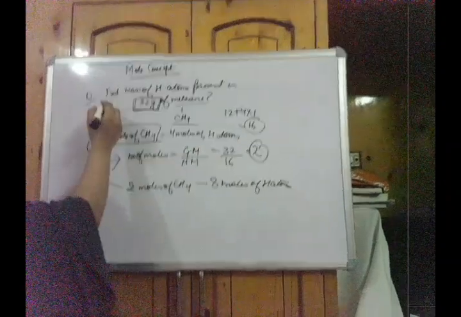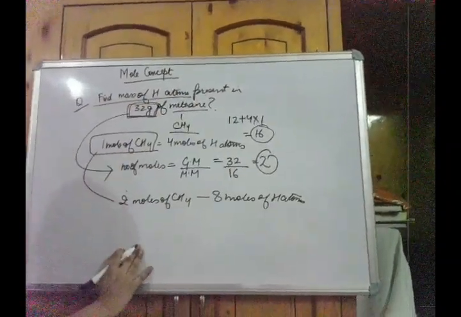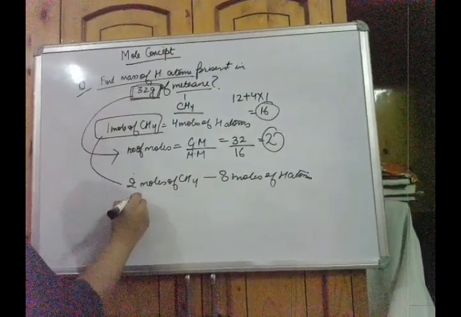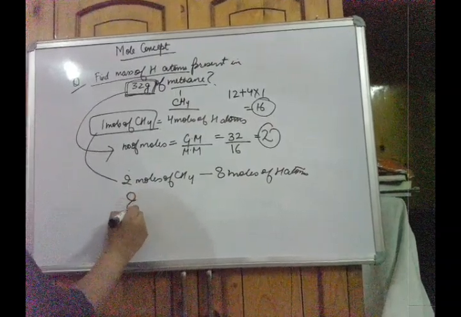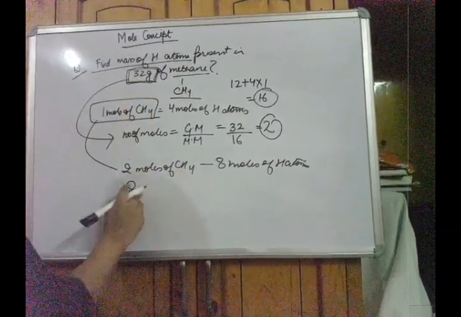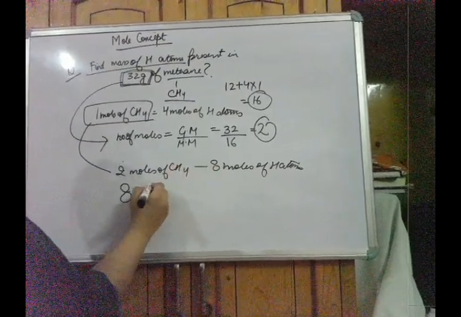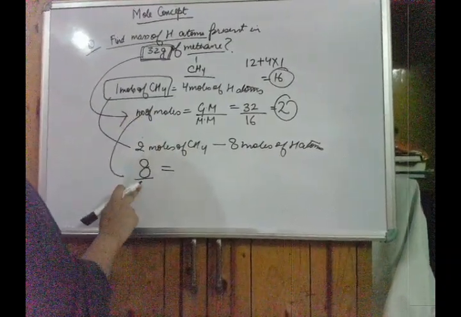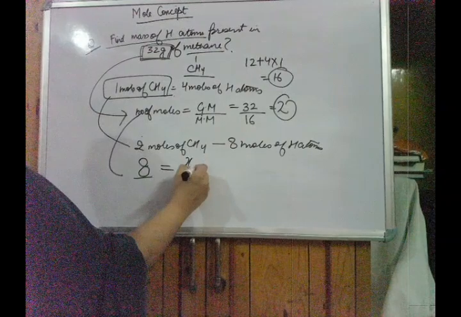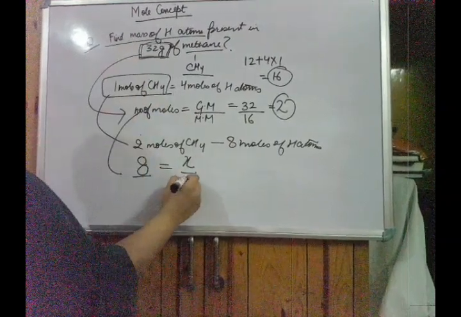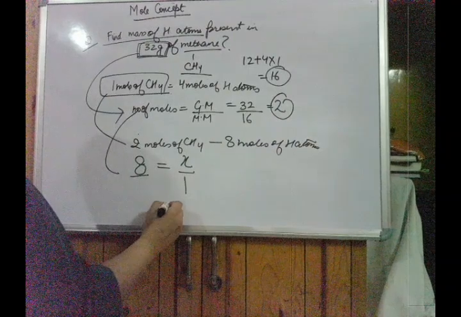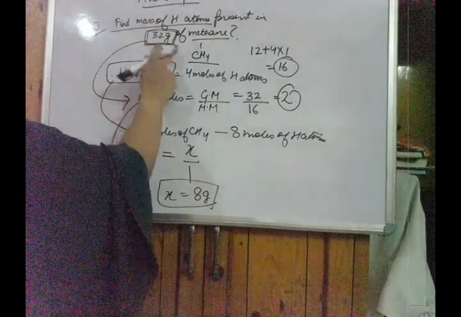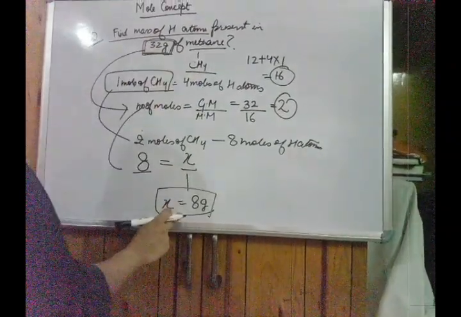Now what they are asking is the mass of hydrogen atoms. They are not asking how many moles. They are asking about the mass of hydrogen atoms. So there are 8 moles of hydrogen atoms in the 2 moles of methane, which is 32 grams. Again the same formula, given mass by molar mass. Number of moles is 8 of hydrogen, then multiplied by X, the mass they asked for, and the atomic mass is 1. So it comes out to be 8 grams only. So the mass of hydrogen atoms in 32 grams of methane is 8 grams.